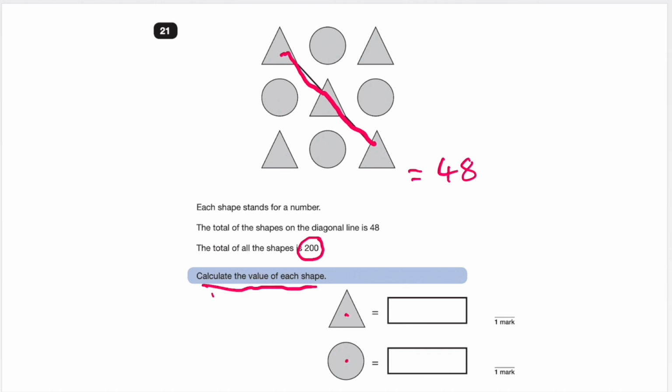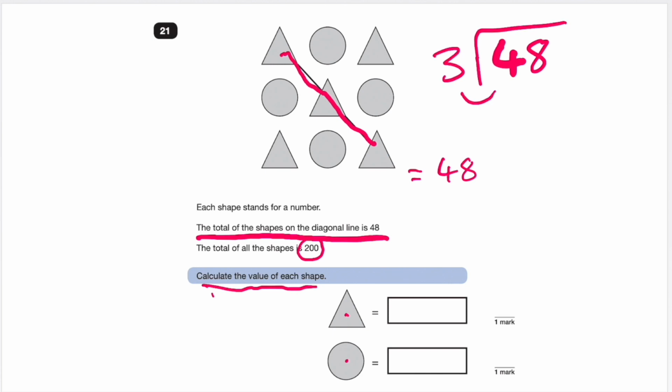So where can we start? Well, they've clearly given us a big clue with telling us the total of the shapes on the diagonal line is 48. So if 3 of my triangles equal 48, to find one, I'm going to do 48 divided by 3. And 48 divided by 3 gives me 16. So each triangle has a value of 16. So I can put that into my answer straight away. Okay, but how am I going to work out the circle? Well, we know that the whole total is 200. So if I take away the 16s, we have a 16 here, a 16 here, a 16 here, a 16 here, and a 16 here.